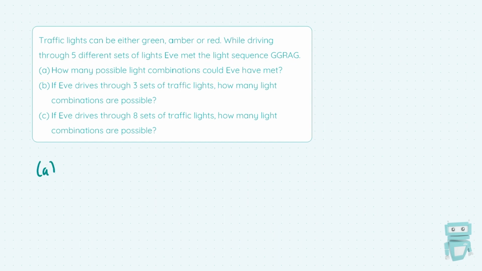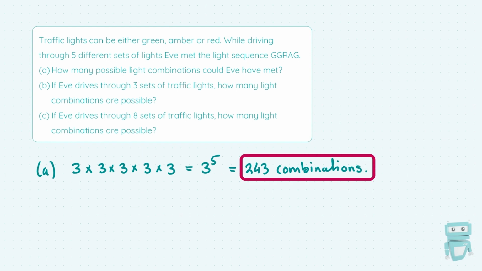So let's have a think here. She's driving through 5 sets of lights. In the first set, there was 3 possible lights she could have faced. In the second set, there was 3 possible lights she could have faced. In the third set, it's 3. In the fourth set, it's 3. And the fifth set, it's 3. So it's 3 by 3 by 3 by 3 by 3, which we know could be written as 3 to the power of 5. And working that out, I'm getting a possibility of 243 combinations. So a huge number of different sequences you could meet there in 5 sets of traffic lights.